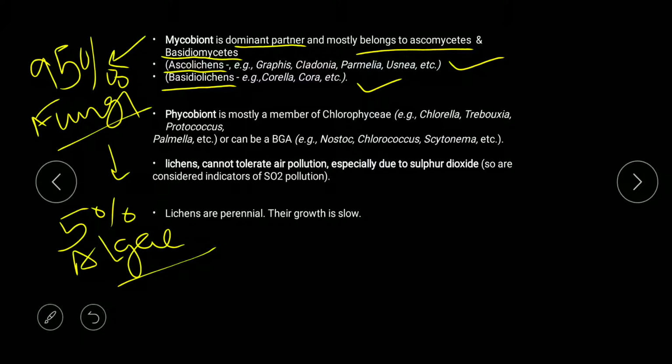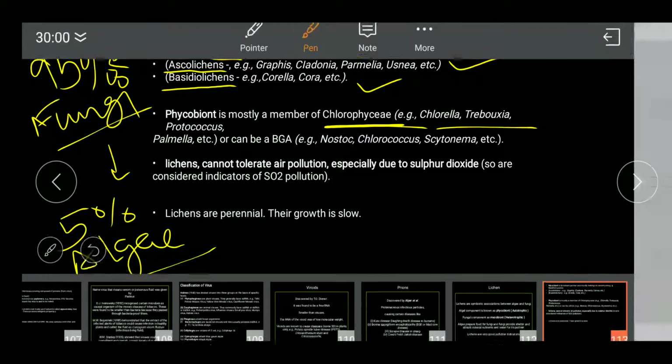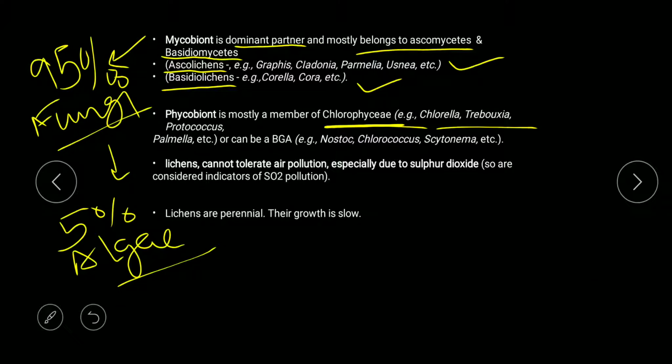Which algae are involved in the phycobiont? Mostly Chlorophyceae algae are involved, such as Chlorella, Trebouxia, Protococcus, and so on. Whereas it can also be blue-green algae. Besides Chlorophyceae, what other algae can be part? That is blue-green algae, and the blue-green algae are Nostoc, Chroococcus, and Scytonema.